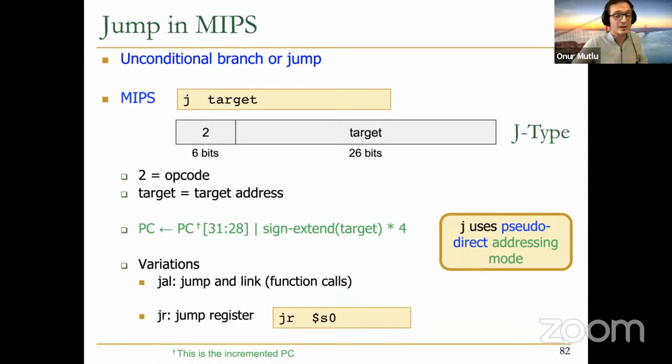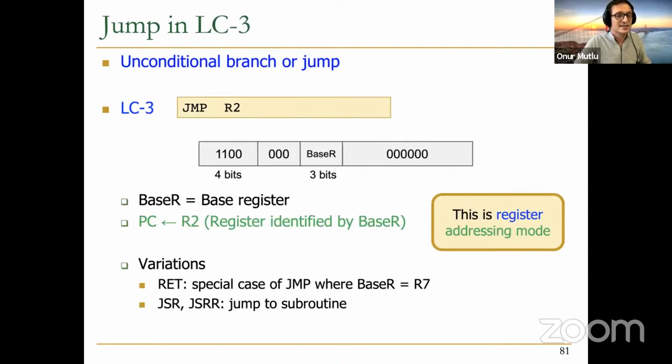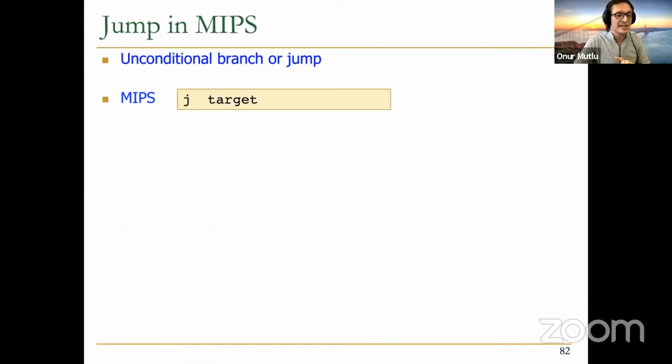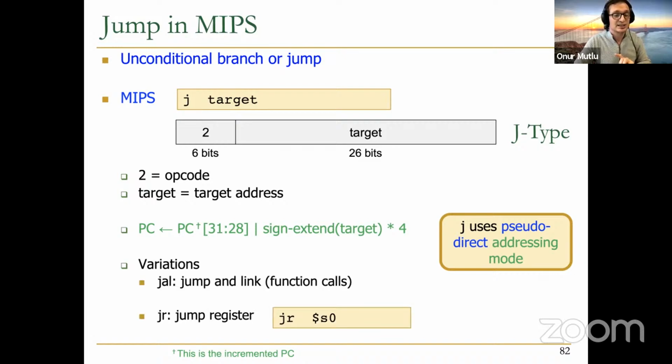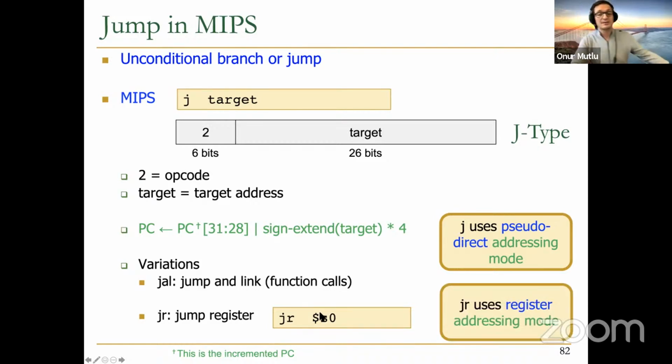So this is the equivalent of the jump that I showed you earlier. This is jump register in LC3, and this is jump register in MIPS. Basically, you set the program counter to the value in register $s0 in this case. It uses the register addressing mode that we showed earlier.